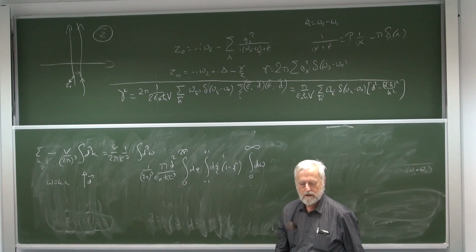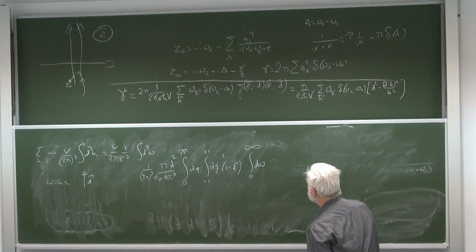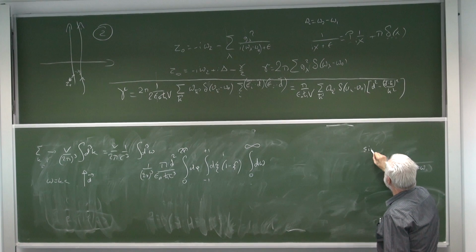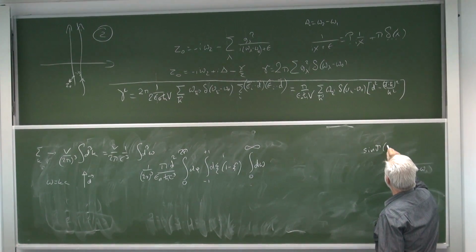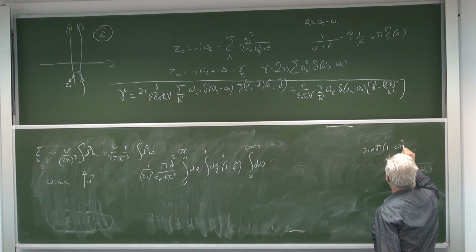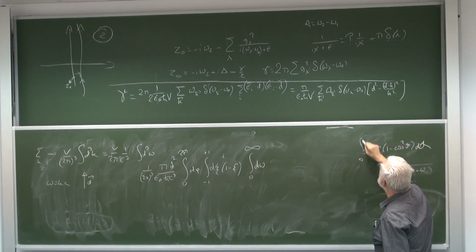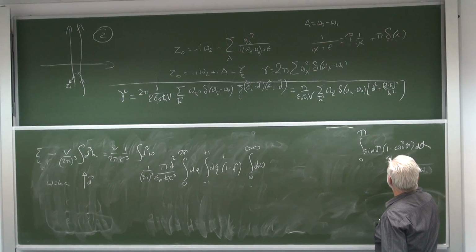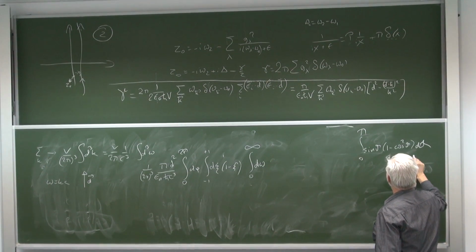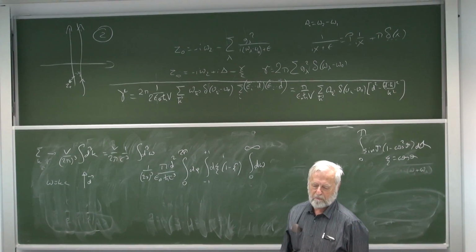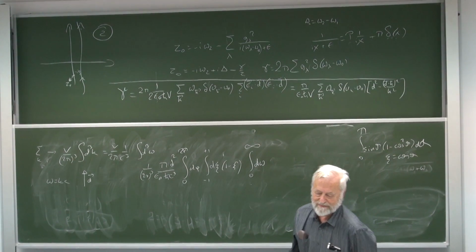Excuse me, why this 1 minus psi squared? Because d psi is already psi. If I take sine theta, 1 minus cosine squared theta, d theta, and integrate from 0 to pi, then upon substituting psi as cosine theta, one gets this. Okay.